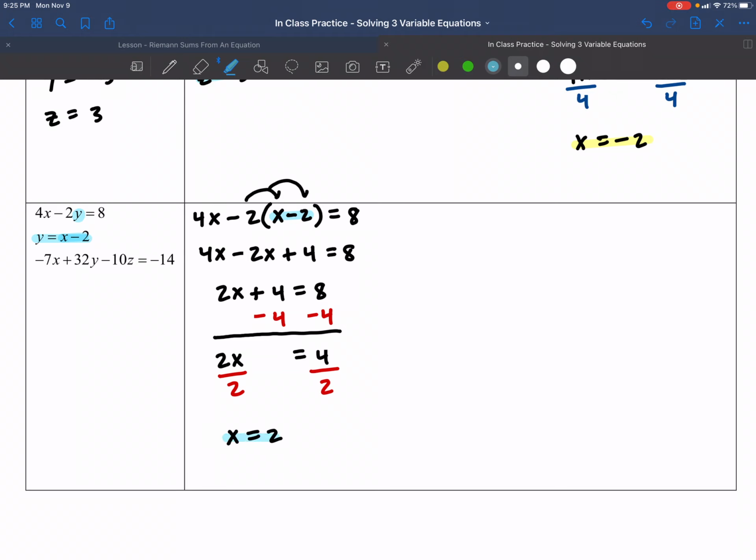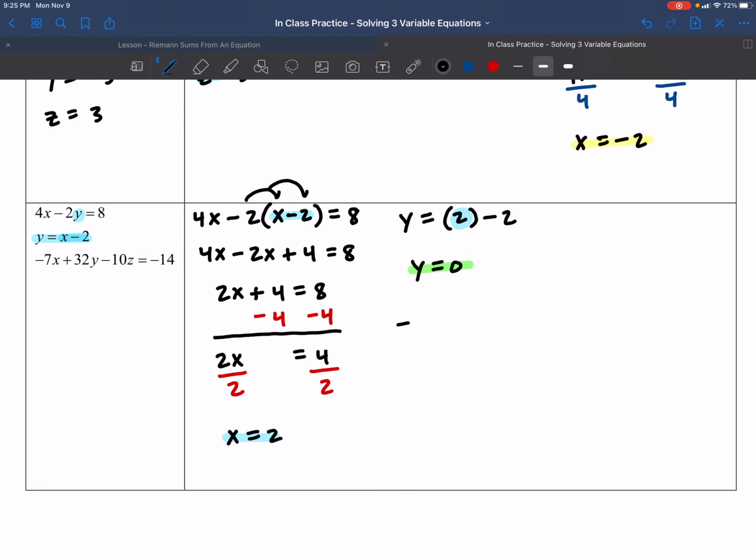So now what I can do is plug that x equals 2 back into the formula y equals x minus 2. If y equals x minus 2, and we just said x is equal to 2, here's the 2 that we're replacing, and that means y is equal to 0. Let me change that. Y is equal to 0. So now I have my second solution, and I'm going to use both of those in my last equation to solve for z.